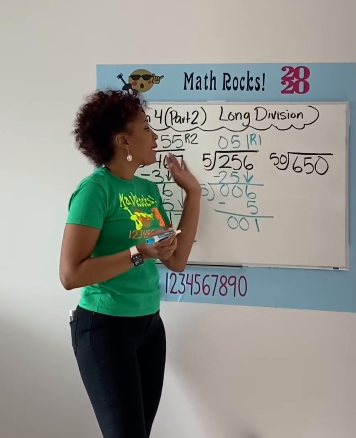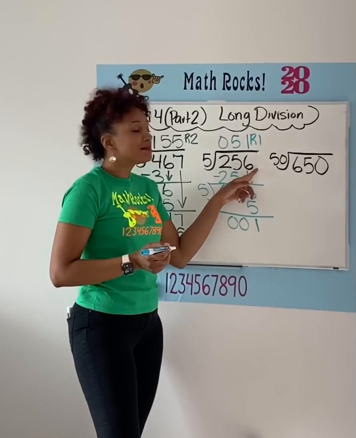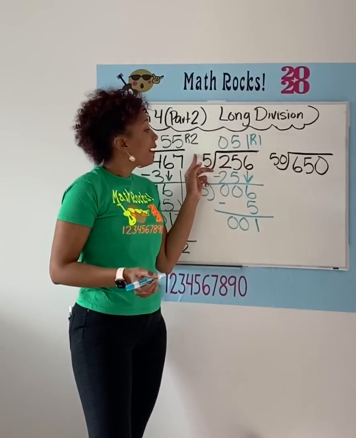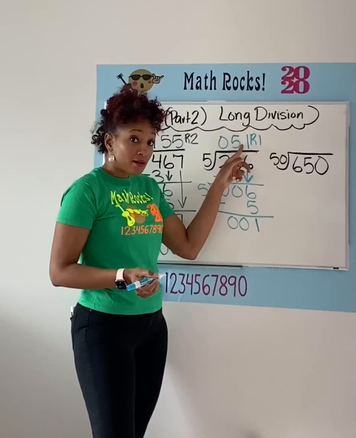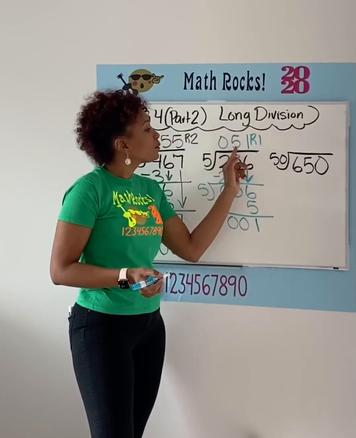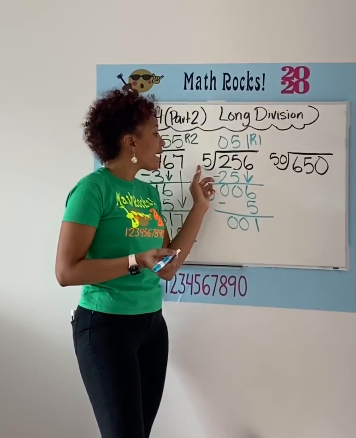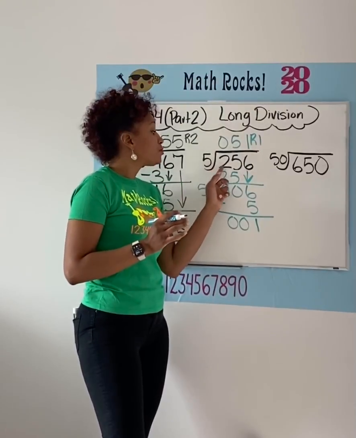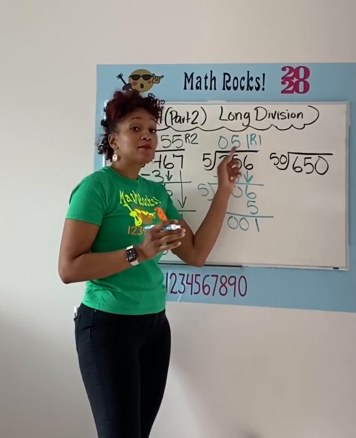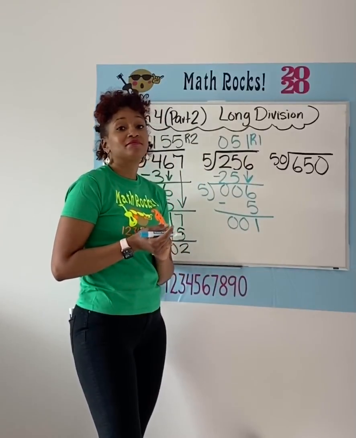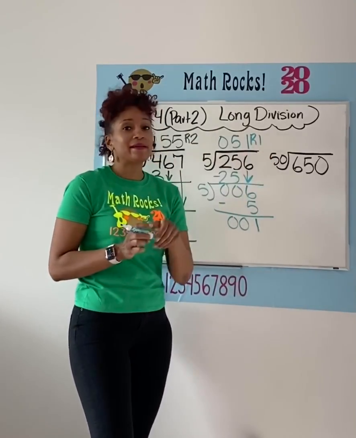So you go back through it and you say 256 divided by 5 equals 51 with a remainder of 1. That means that 5 can fit into 256 51 times with 1 left over. Okay, move on to our last one.